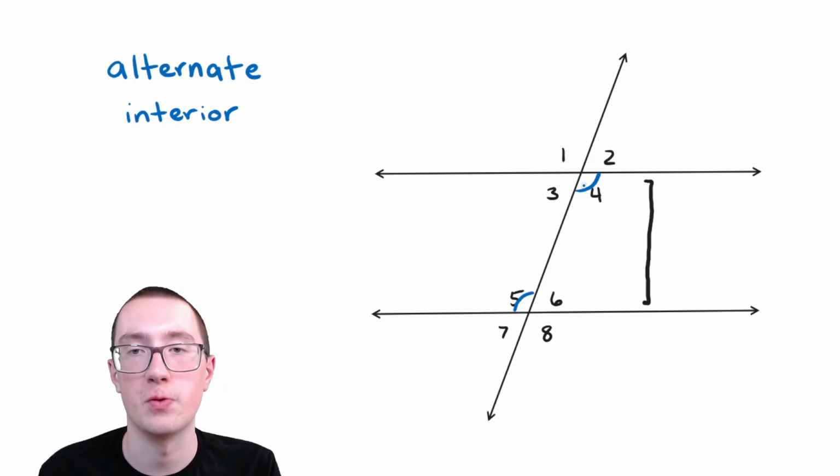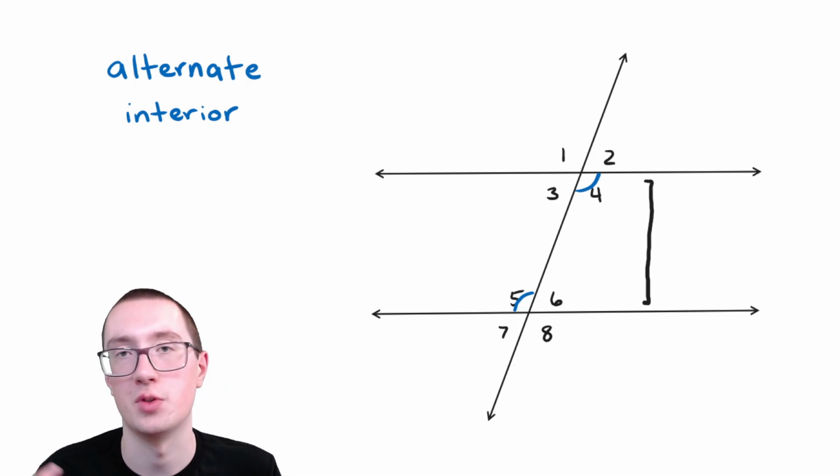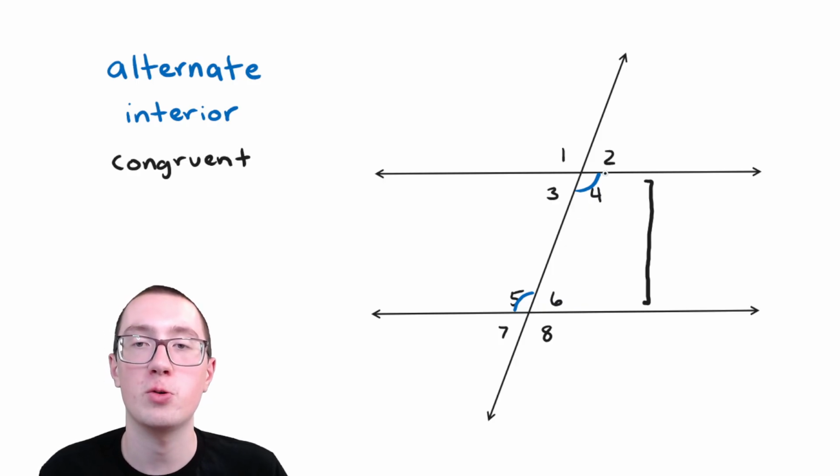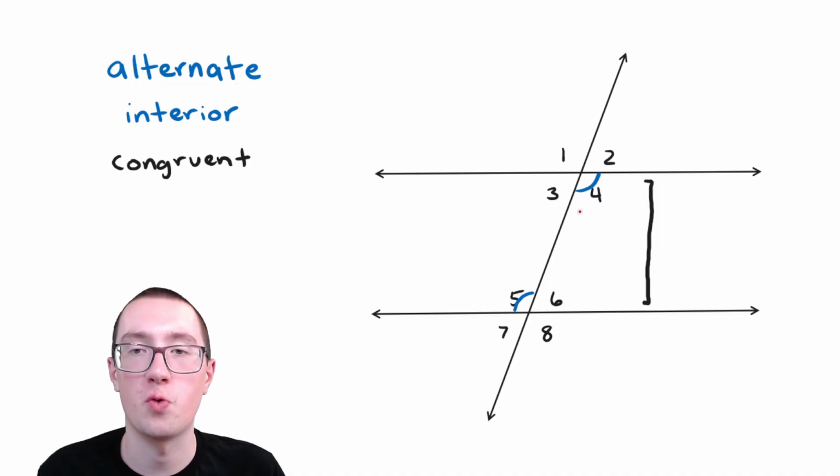They're on opposite sides of the wall and they're on opposite sides of the room, if you want to think of it that way. And the special rule for alternate interior angles is that they're congruent. So if you have two alternate interior angles, then they are the same angle measure. Just like the last one, if you have angle 4, and let's say it's 120 degrees, then angle 5 also has to be 120 degrees.